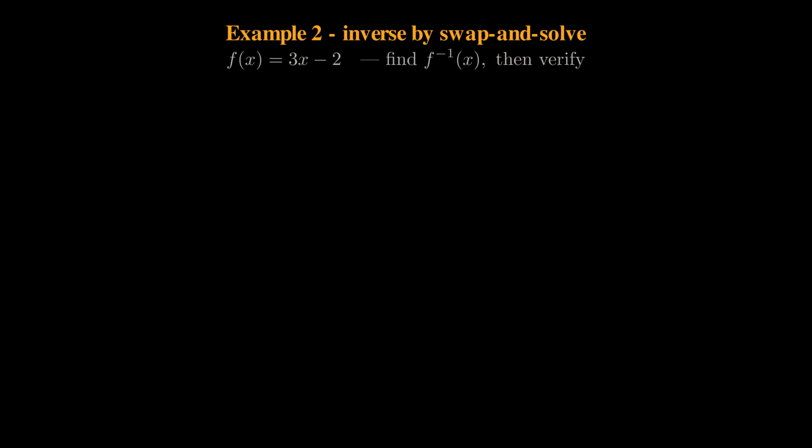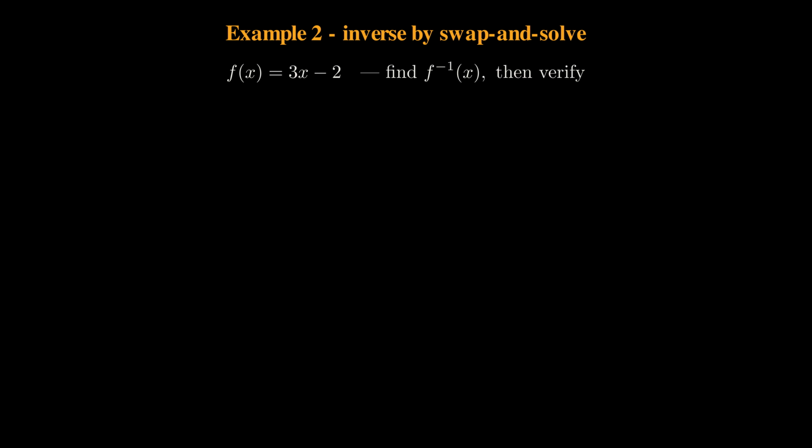Example 2. A clean linear function, f of x equals 3x minus 2. Find its inverse, then prove we got it right. Straight down the 4 steps. Write y equals 3x minus 2. Now the key move. Swap x and y. x equals 3y minus 2. From here, just solve for y.